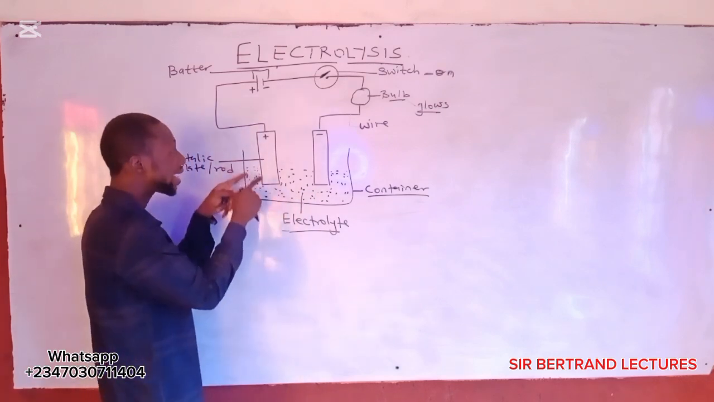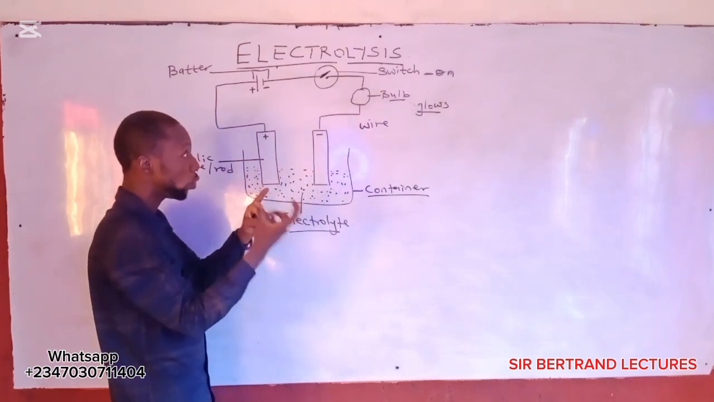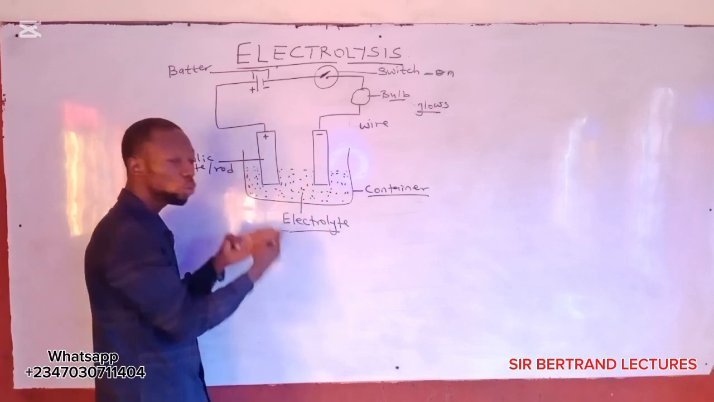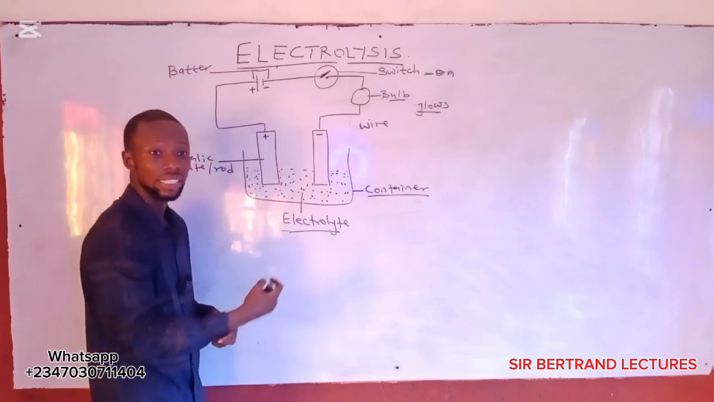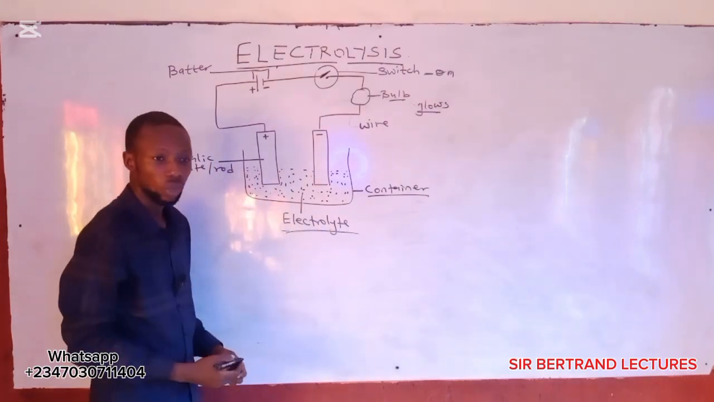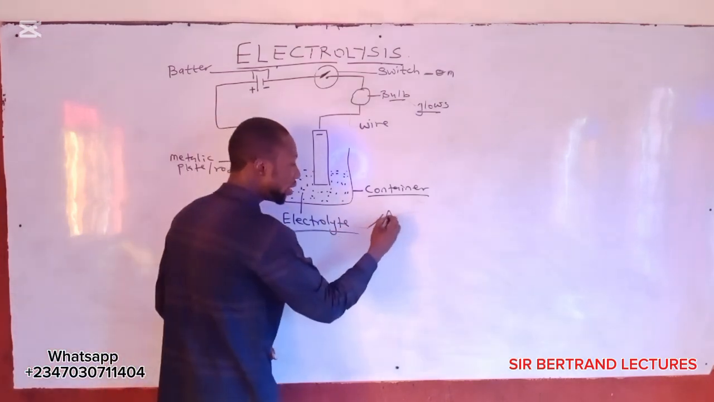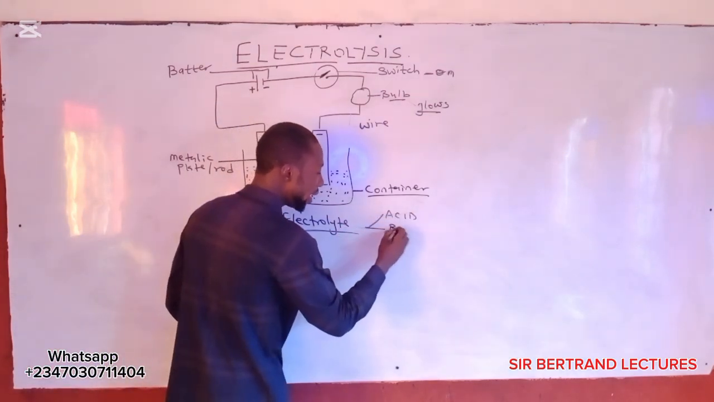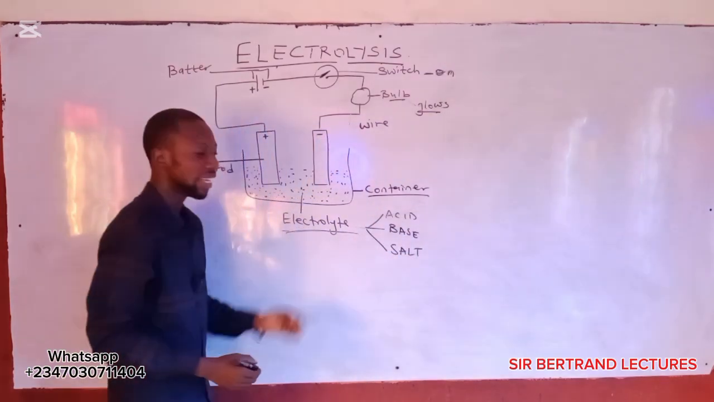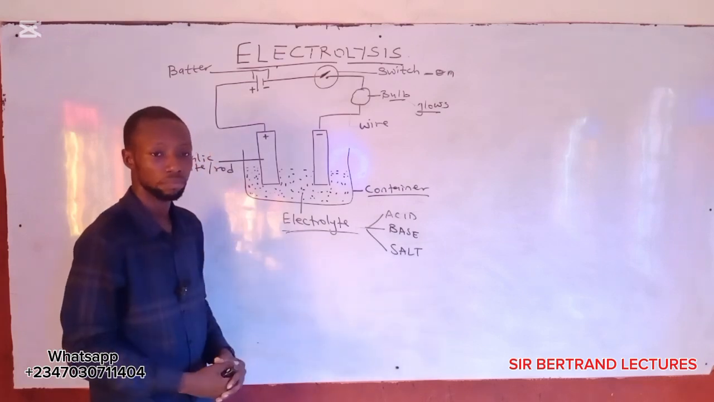So if the bulb glows when you switch on the switch, that shows that the compound we have here is a good conductor of electricity, and because it's in molten form, we can call it an electrolyte. Take note, this electrolyte can be acid, base, or salt in molten form.